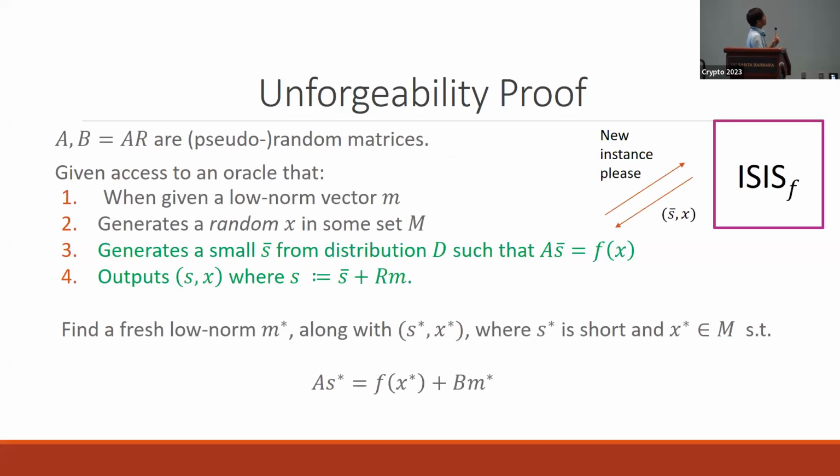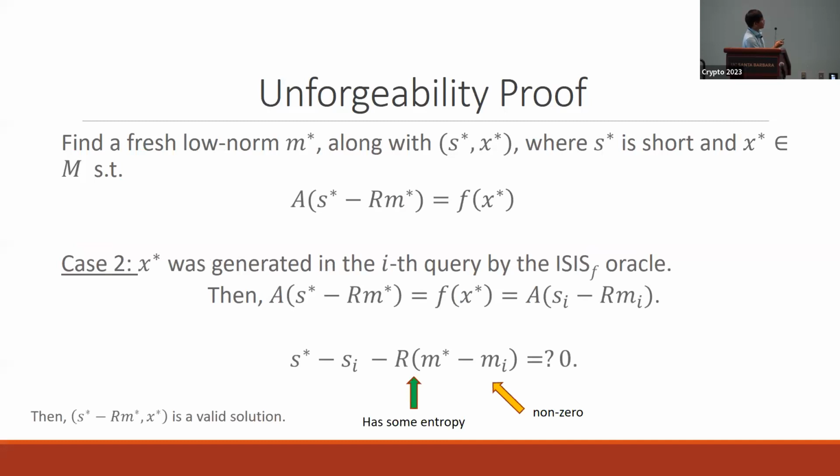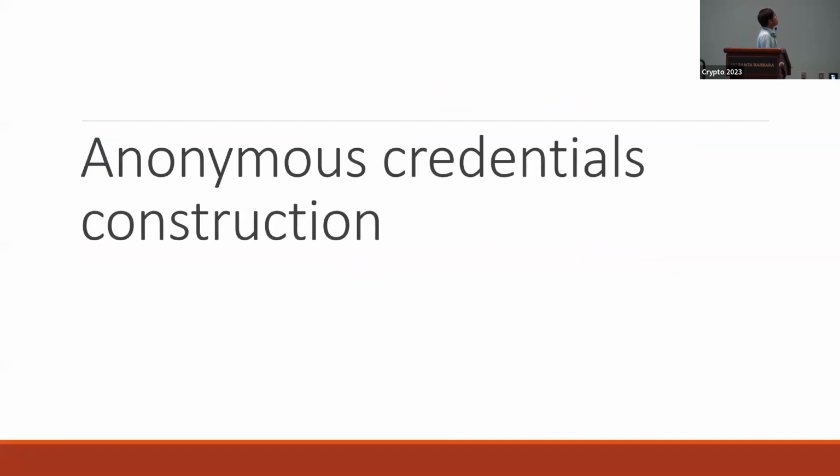So in order to fix this mismatch between the distributions, we will use rejection sampling over lattices. So that's the main intuition on the unforgeability proof. This is old, so let's just switch to this.